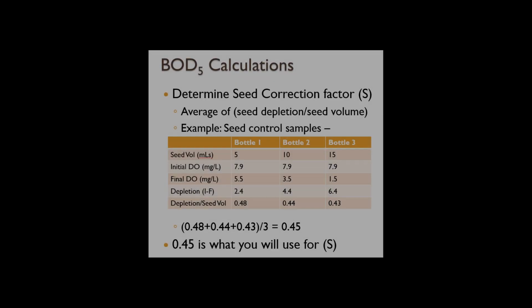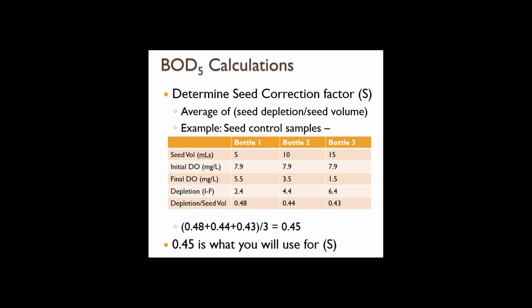Calculations and QC. To calculate BOD values, first you need to calculate your seed correction factor. This is determined by taking the initial DO, subtracting the final DO, and dividing by the number of milliliters of seed used in each bottle. Calculate for each seed bottle and average results to determine your final seed correction factor.